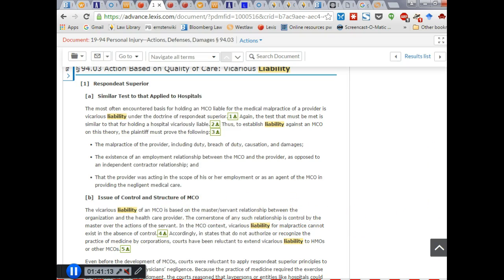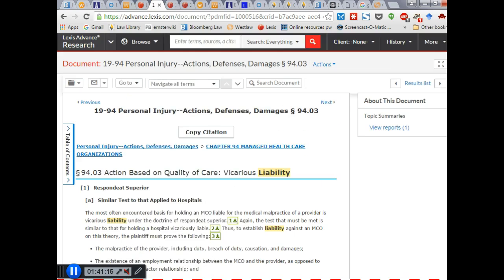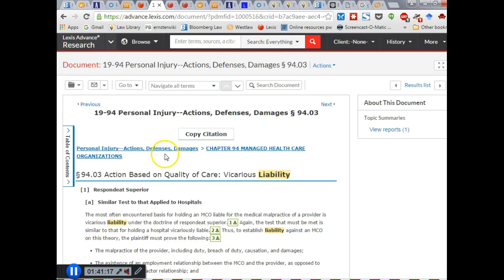Okay, so I'm going to want to read about this, and I'm going to want to look at the table of contents. Now on Lexis, I can do it a couple of ways. There's this little tab on the left here, where I can see this sort of breadcrumb trail. So here's personal injury actions, and I can see Chapter 94 is managed healthcare organization. So I definitely want to see what Chapter 94 is about.